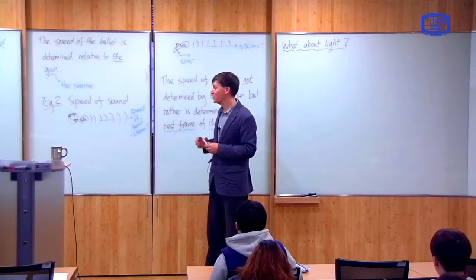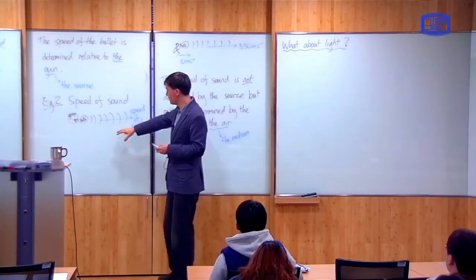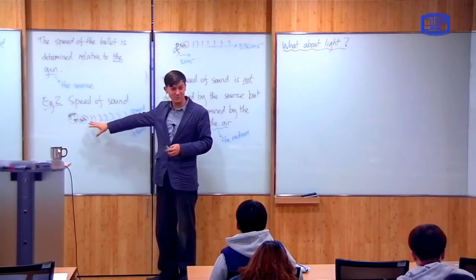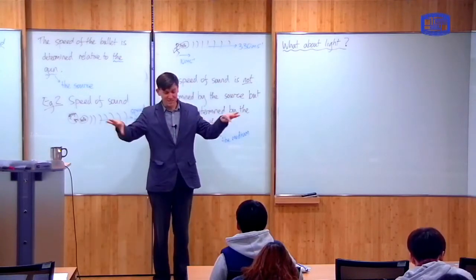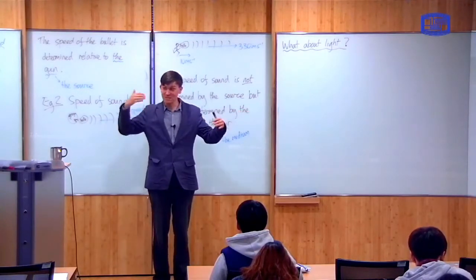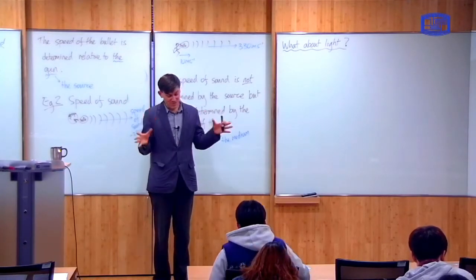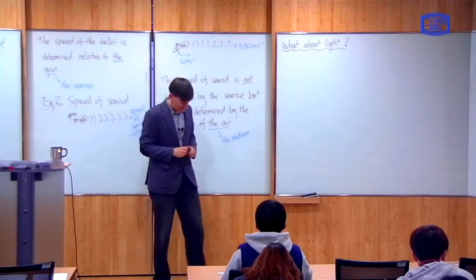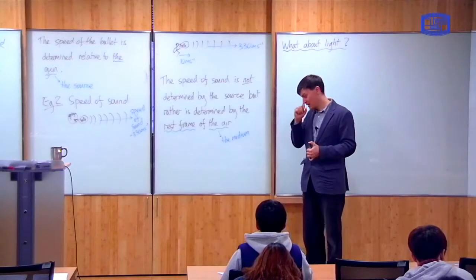So the most natural thing to think is that if light is a wave, then it should behave something like sound, which is also a wave. In other words, there should be some medium of light, some medium through which the light moves. And the speed of this medium determines the speed of the light. So this was the most popular theory at the time.